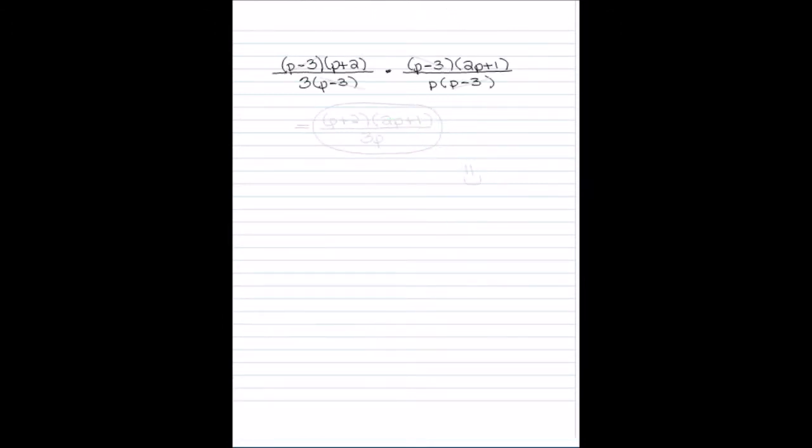So I have each one of my factored polynomials in the correct position, and now I need to figure out which factors look the same at the top and bottom. So on this one, I can cross out p minus 3. I can also cross out another p minus 3. And everything that's not crossed out is my answer, so I have p plus 2 and 2p plus 1 over 3p. And this is my final answer.